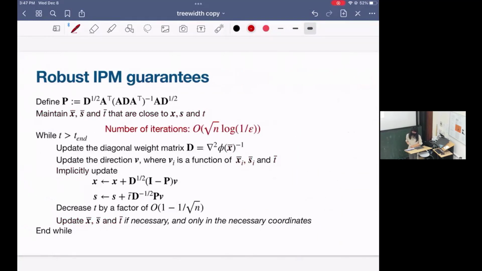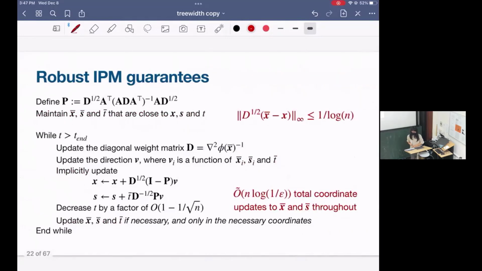The guarantee that we have is that the total number of iterations we need is about square root n times log 1 over epsilon. And also, when we say we're maintaining x bar close to x, we mean in this sense. The central path also guarantees that when we are updating x bar to be close to x, in total, the number of coordinates that we need to change is going to be approximately linear throughout the entire algorithm.